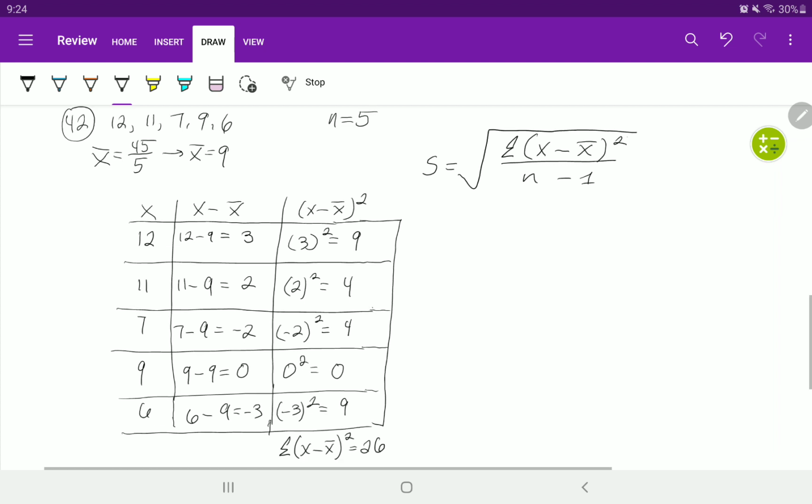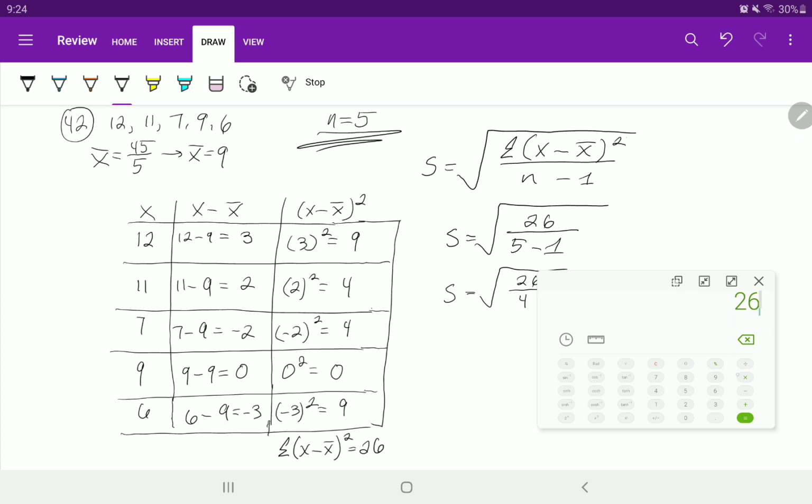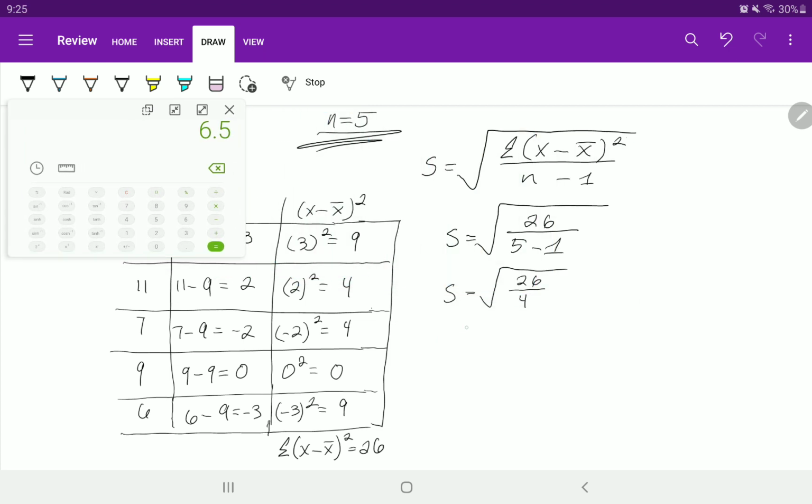So now, to find our standard deviation, s is equal to the square root of 26 divided by n minus 1. n is 5, so that's 5 minus 1. s is equal to the square root of 26 divided by 4. We're going to divide by 4 in our calculator because the 26 is already there. And that equals 6.5. So now our standard deviation equals the square root of 6.5. We're now going to take the square root of 6.5.